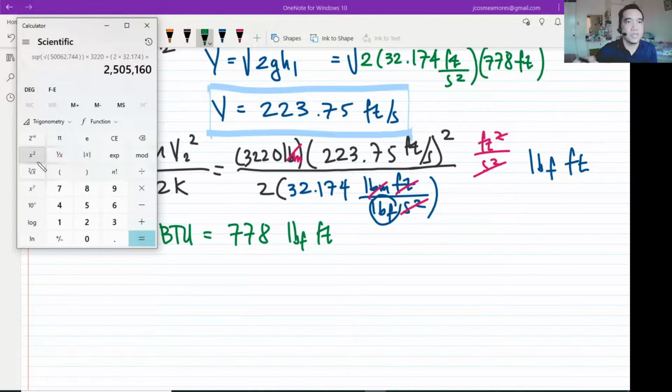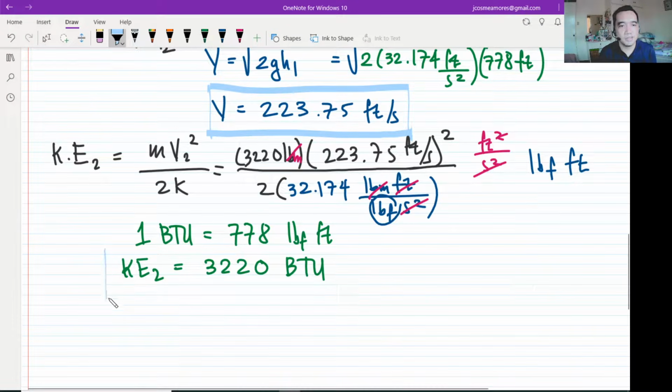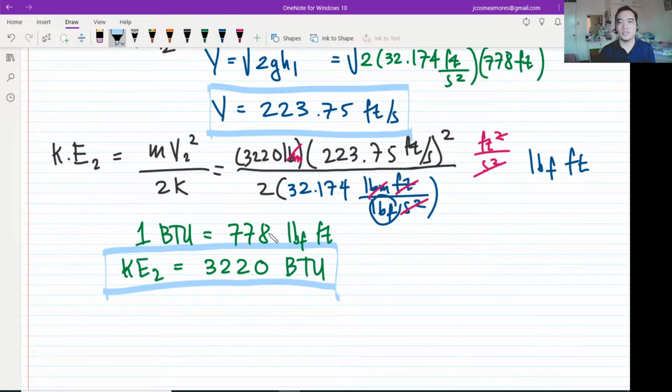Okay, so the answer is 2,500,160. And then that is in pound force feet, so let's divide by 778. So the answer for the kinetic energy is 3,220 BTU. Okay, that is our kinetic energy.